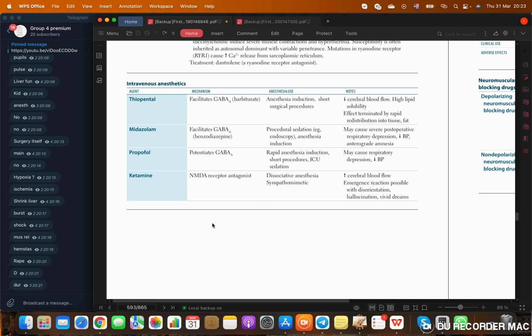Ketamine. Oh yeah. If you have not ever seen somebody on ketamine, you are missing out. Go to the hospital, get some practice, see some ketamine. When you give somebody ketamine, it's an NMDA receptor antagonist. It's pretty cool. It's for a quick procedure, basically. It's a dissociative anesthesia and it's a sympathomimetic.